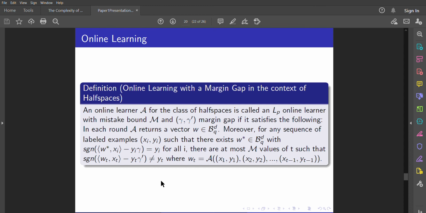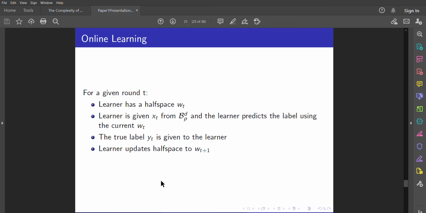This seems like a lot, but when simplified it is as follows. For a given round t, a learner has a half space wt. Then the learner is given xt from B_d^p, and the learner tries to predict the label using the current half space wt. After it has made the prediction, the true label yt is given to the learner, and using this true label, the learner updates the half space to wt plus 1.